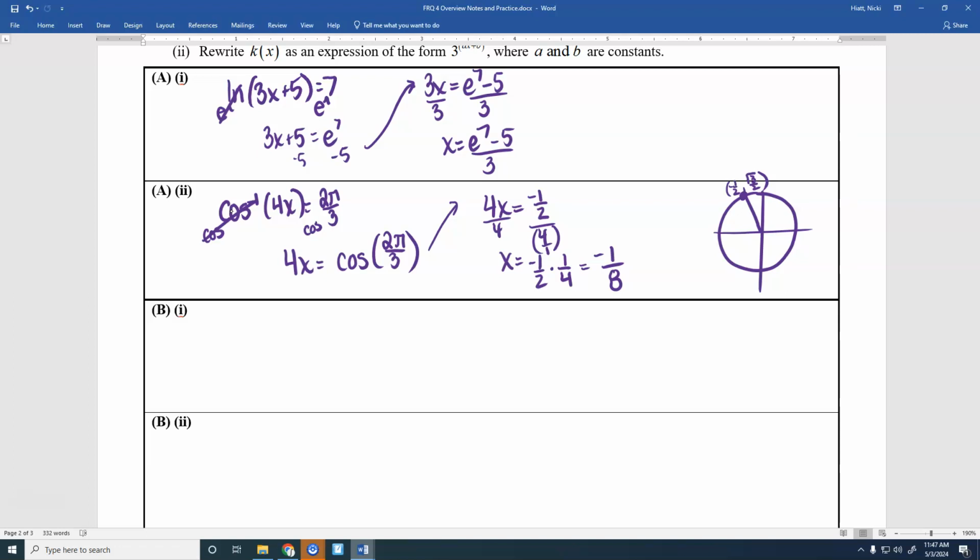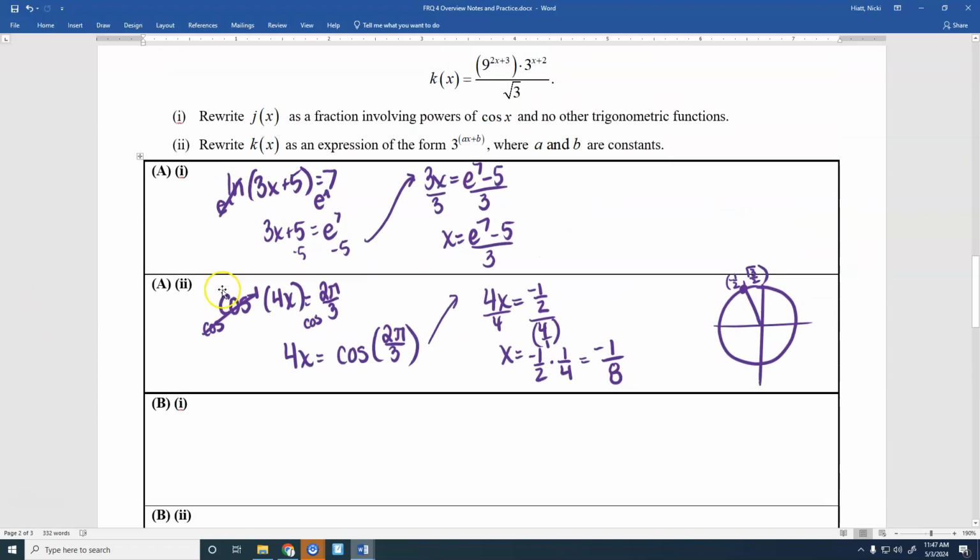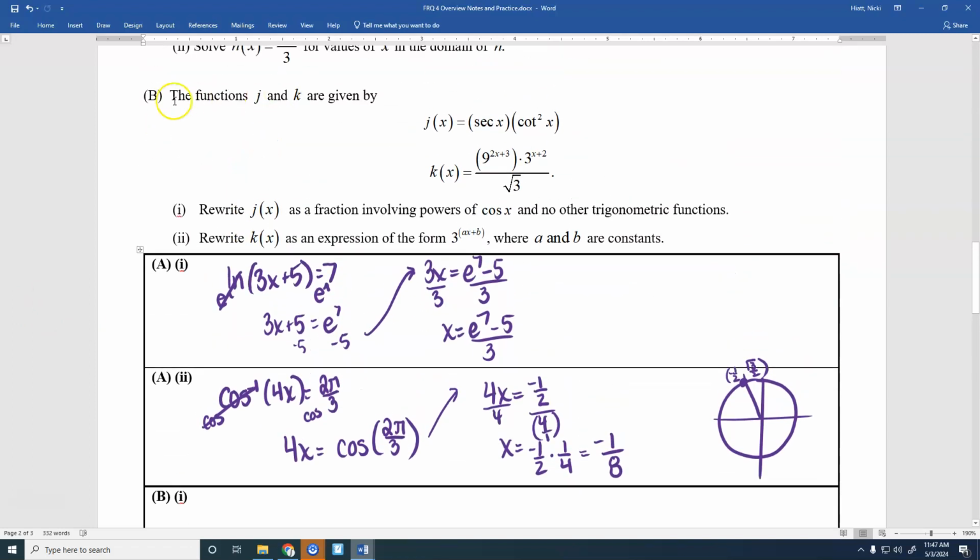I'm not going to stress to you that you've got to do it one way or the other, but your work does have to be neat, because if you just have random stuff everywhere, they may not give you an answer. I think you would be fine with what I've done here, though. They would read that as negative 1/8 being your answer. All right, let's go to B.